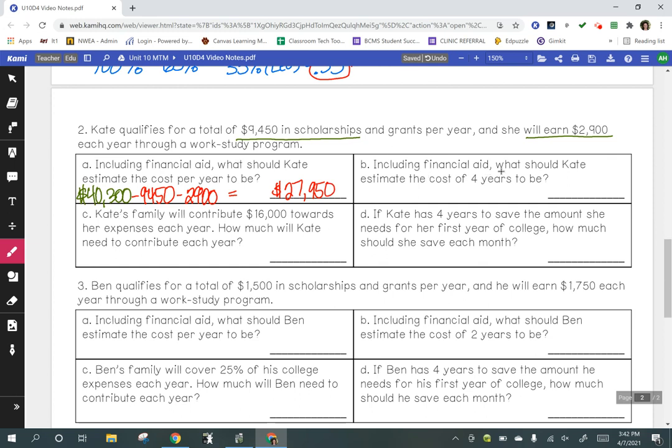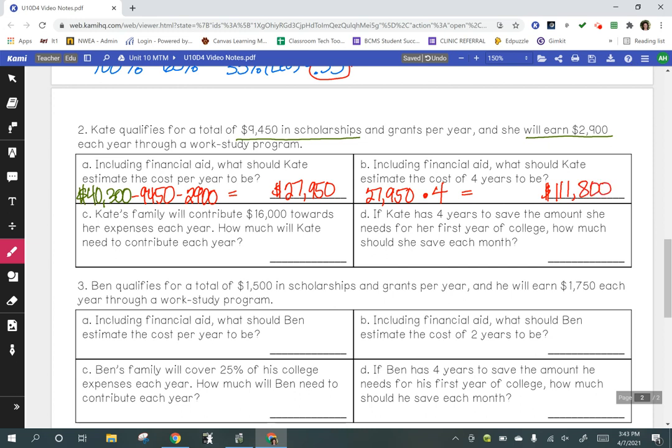Okay, so including financial aid, what should Kate estimate the cost of 4 years to be? So now that she's only paying $27,950, I say only, I'm going to multiply that times 4 to get the cost for 4 years. And when we do that, are y'all ready for this? And this is with that discount with her scholarship, 4 years at a private school, $111,000.